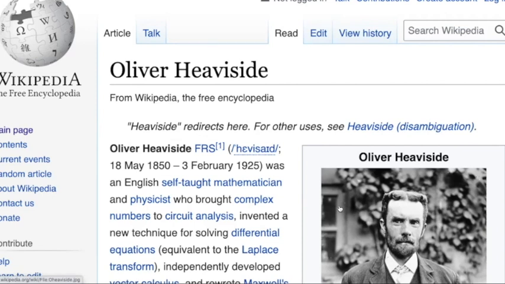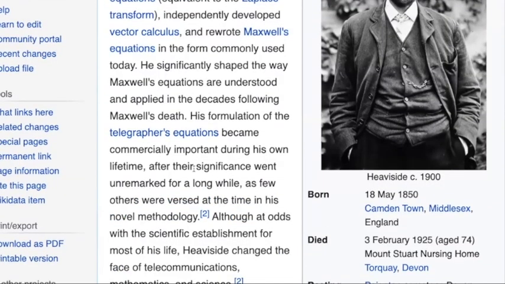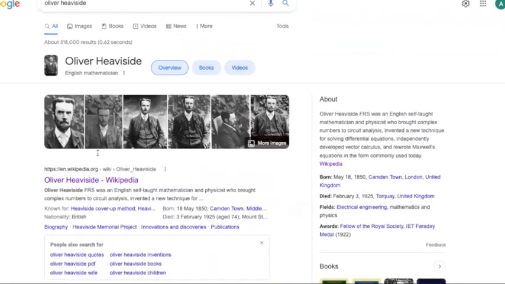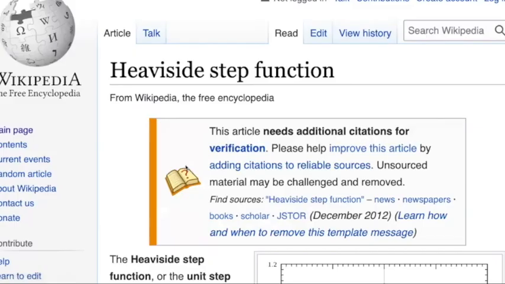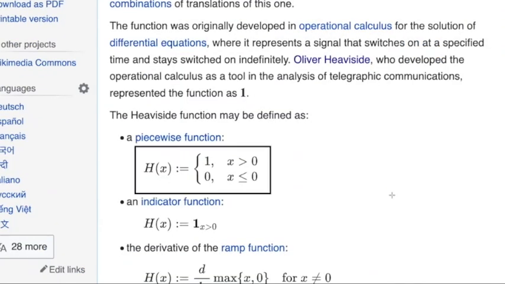I think the reason that he was interested in these is he worked on telegraphs, worked on making sure that the signals flow. So the Heaviside function, named after Mr. Heaviside, is like the fundamental piecewise constant function. And the basic Heaviside step, this is the right function. H of x is equal to 1 if x is greater than 0, and 0 if x is less than or equal to 0. That moment we flip the switch, it suddenly changes.